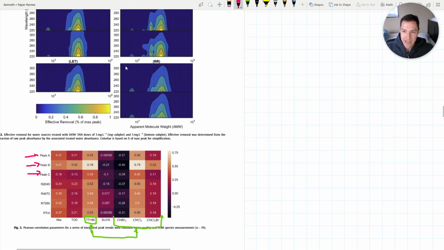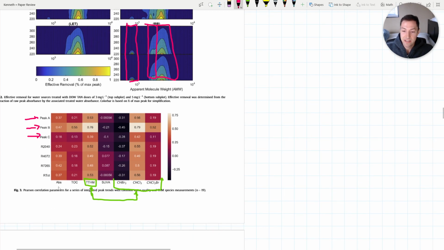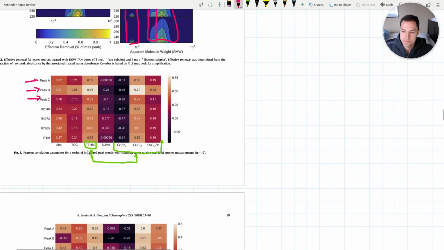So for example, peak A just took a slice out of this and integrated these curves. Peak B, conversely, just took a slice of this. And peak C took a slice of this and integrated it. So then we integrate those curves and we have a value for how pronounced those peaks are. And then we said, when we decreased or increased these peaks, did it correspond to increases and decreases of these values? So these are all Pearson correlation parameters.